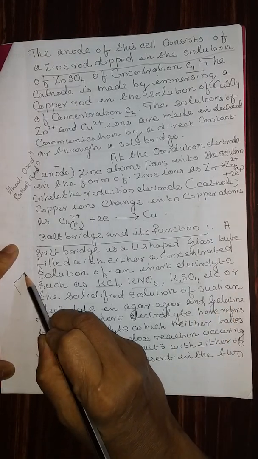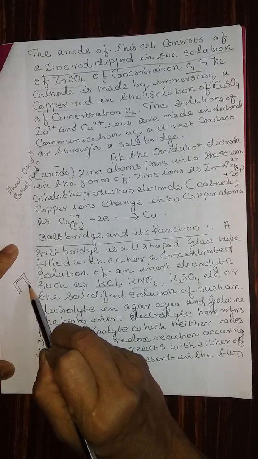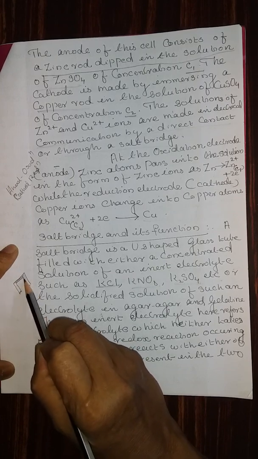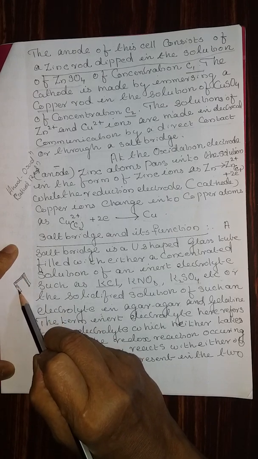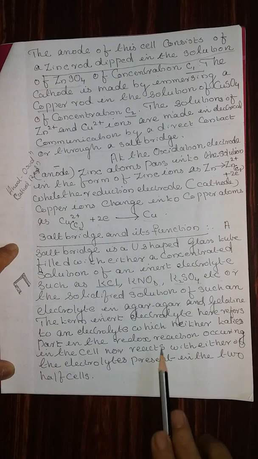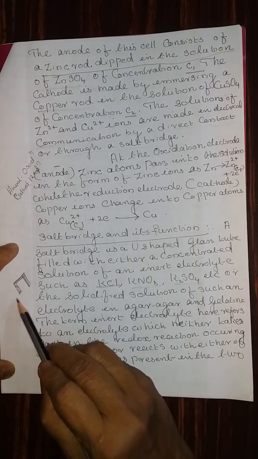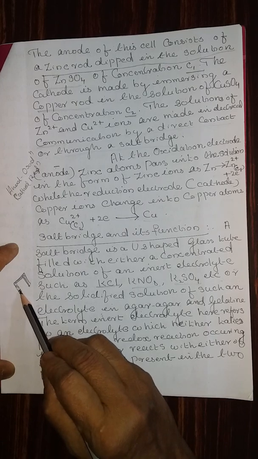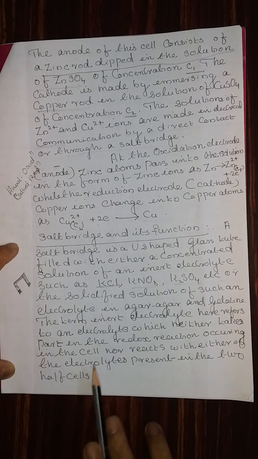This is a U-shaped tube in which the potassium chloride or potassium nitrate is placed. In order to make it stick to the inside of the U-tube, we need agar-agar or gelatin. Then only we can keep this salt bridge in the two solutions, and you have to put a cotton plug, otherwise it will come off from the U-tube.